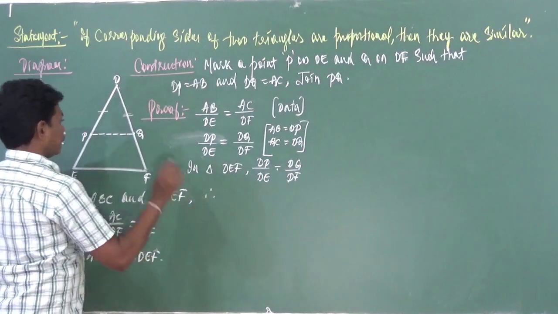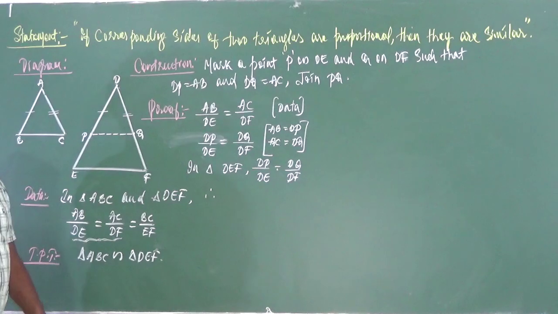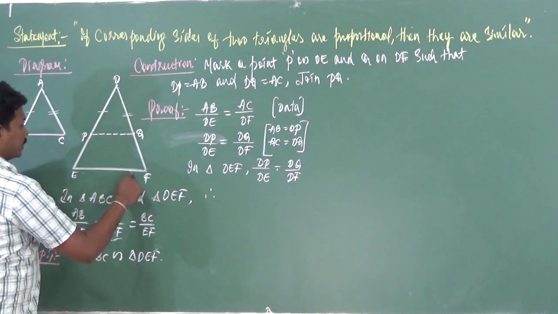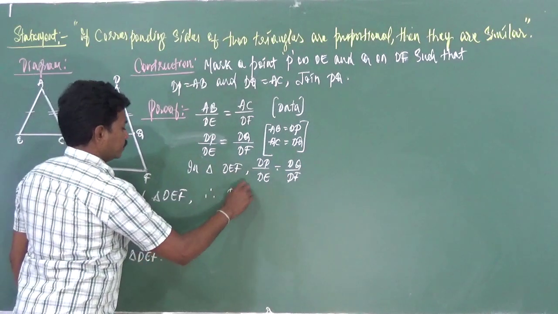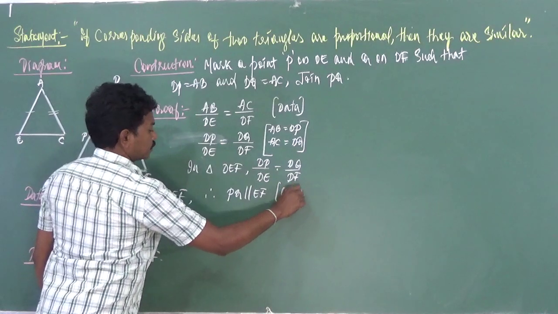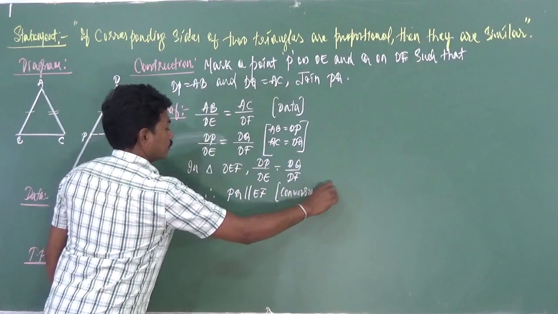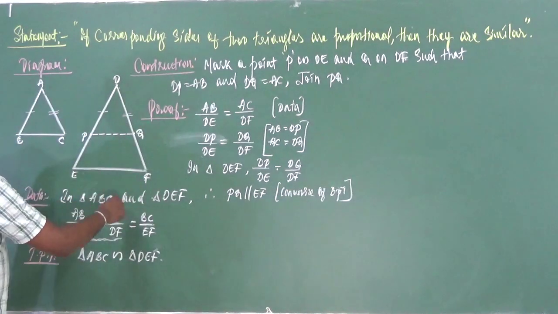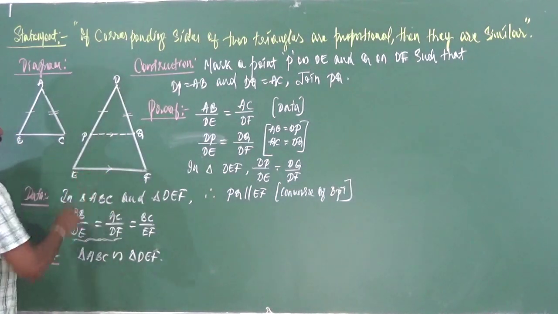So therefore, according to the converse of BPT, PQ becomes parallel to EF. So PQ is parallel to EF. This is according to the converse of BPT, right? So PQ becomes parallel to EF. Now I can draw PQ parallel to EF.